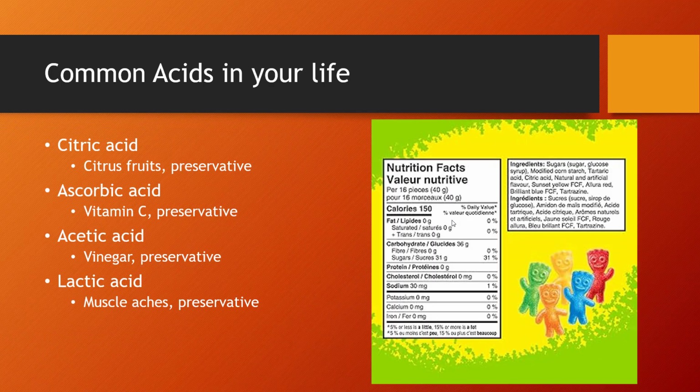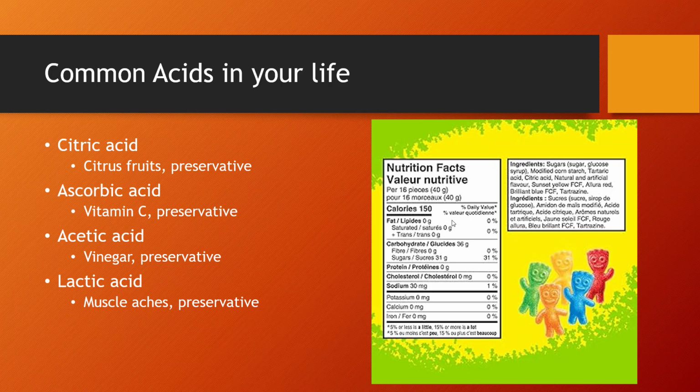What about common acids that you've already seen? Well, citric acid, it's found in citrus fruits, and it's a preservative. Ascorbic acid, we call this vitamin C. It can also be used as a preservative. Acetic acid, that's vinegar. And that's also used as a preservative, especially in pickling. Well, actually, sauerkraut can be lactic acid, which is also found in your muscle aches, but can be used as a preservative.